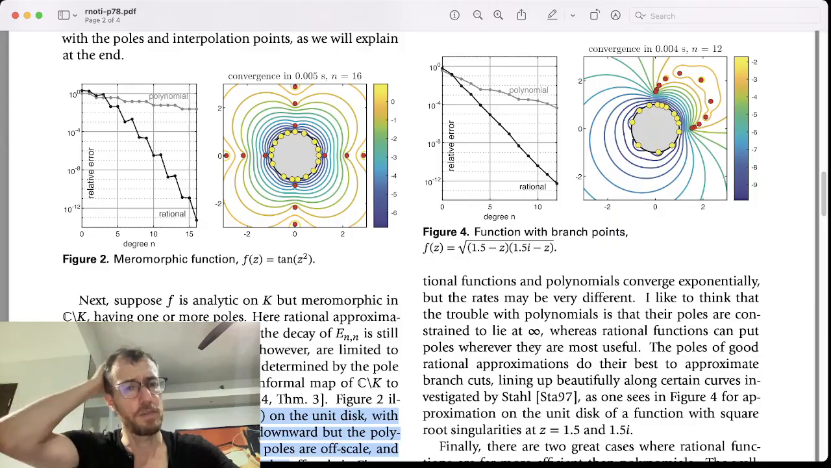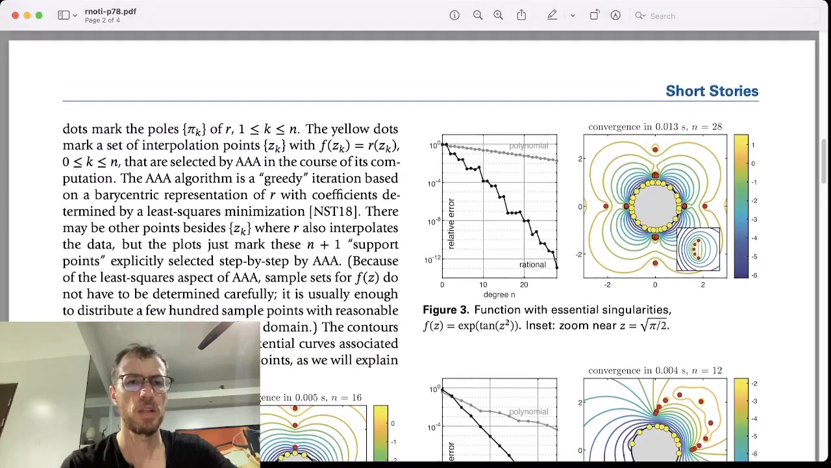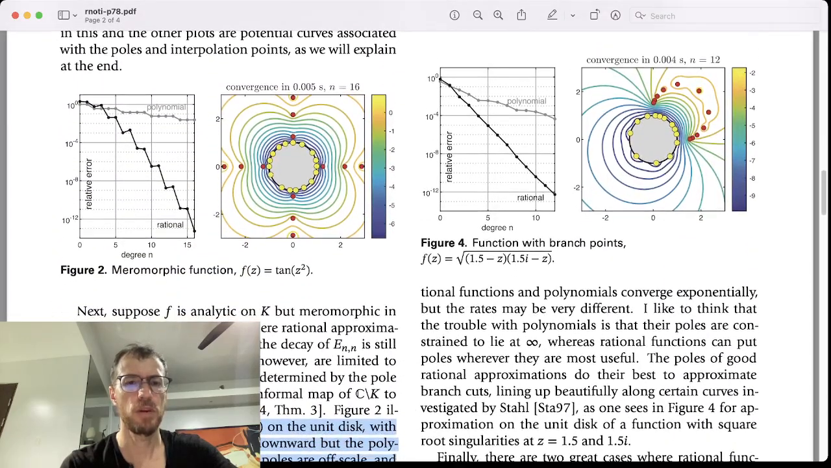We see the various different poles in red, and the points being interpolated are in yellow. Is that what yellow was? Yeah. I wonder why all the interpolation points are in a circle.